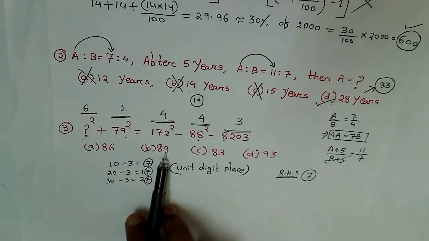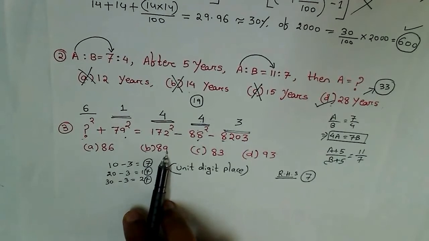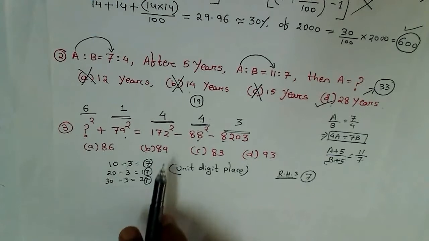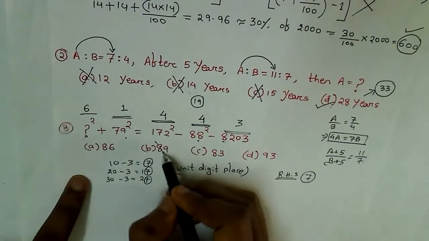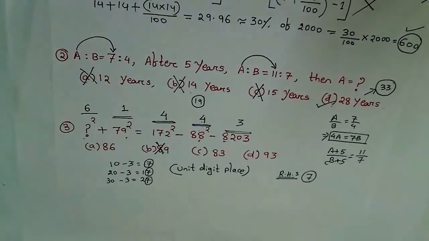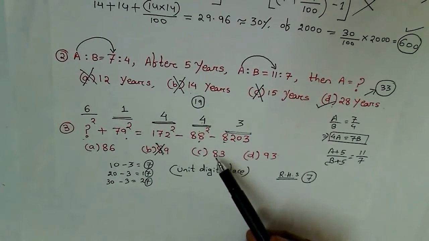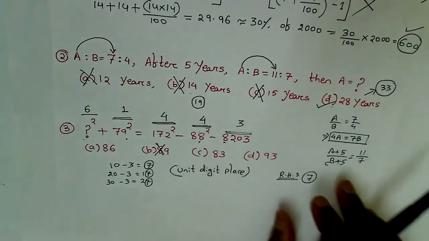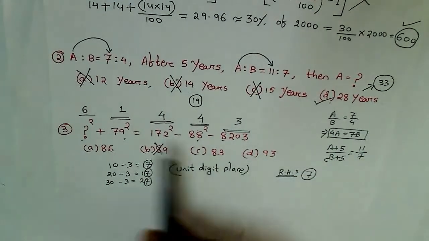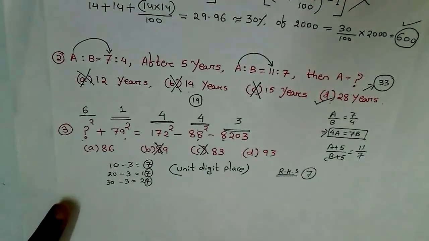If we take 89 square, what will be the unit digit? 9 square is 81. So in unit digit, we are getting 1. But what is our requirement? Our requirement is 6. So 89 cannot be the right answer. Similarly, option C, 83. If we calculate 83 square, what is the unit digit place? 3 square is 9. So our requirement is 6. So option C also cannot be the right answer.